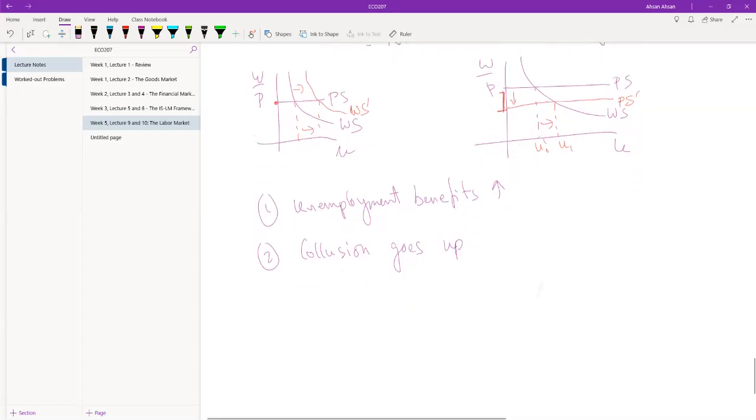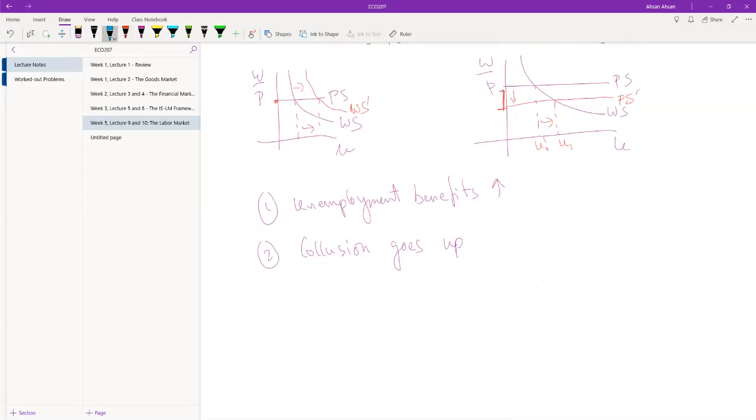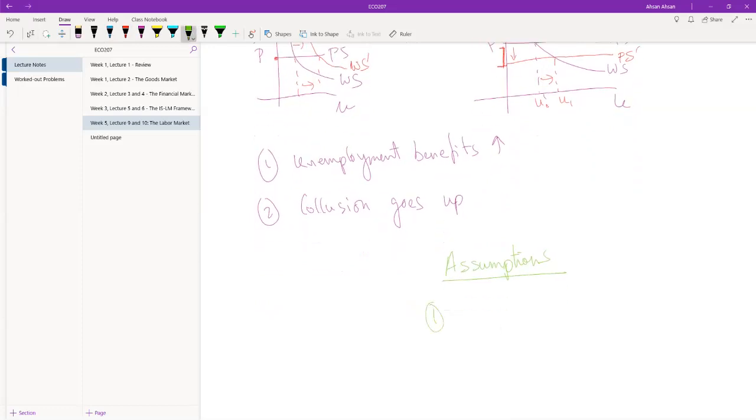So before I end this, I'm going to talk about two of the assumptions that we have made in this chapter. We're going to relax these assumptions in the coming chapters. The first one: we have assumed an equilibrium in the labor market. There is no guarantee that the labor market will always be in equilibrium. There may be an excess number of workers who are looking for a job. There may be a shortage of workers. And we're going to look at those scenarios.